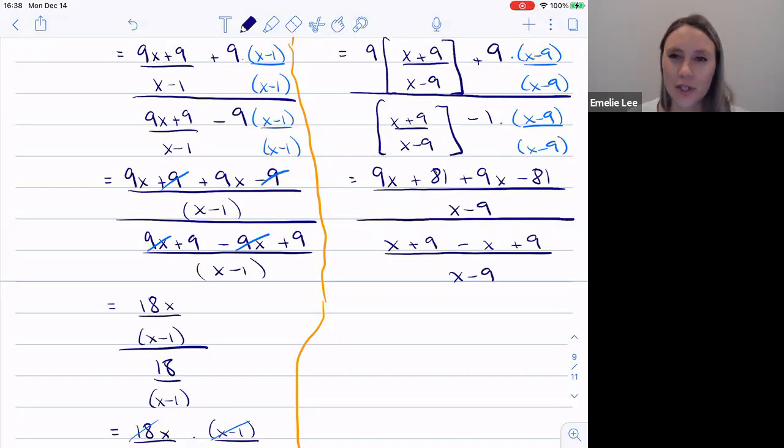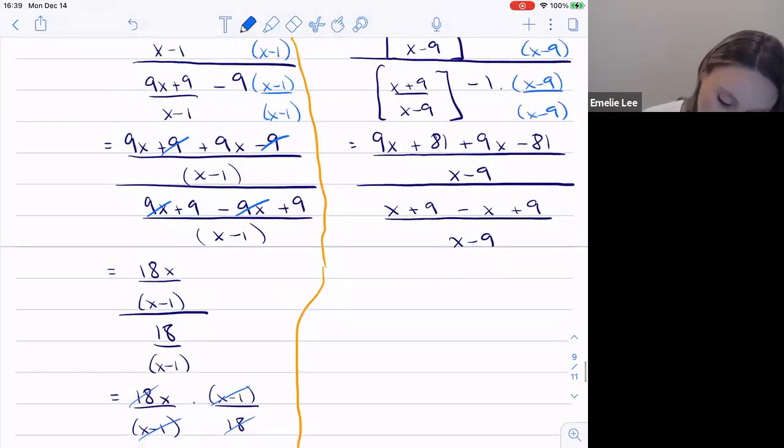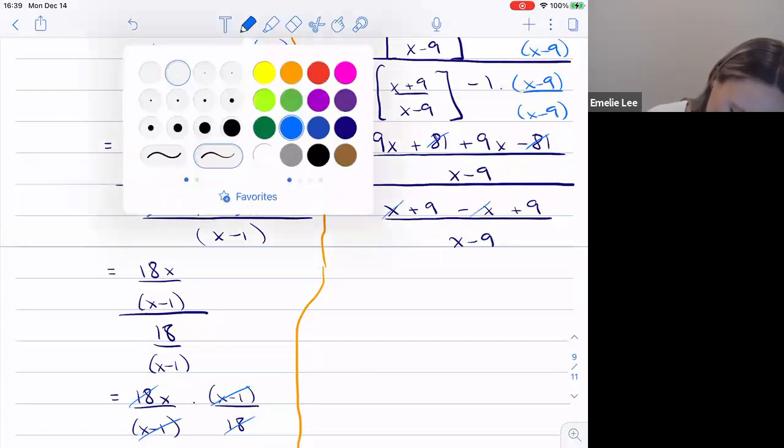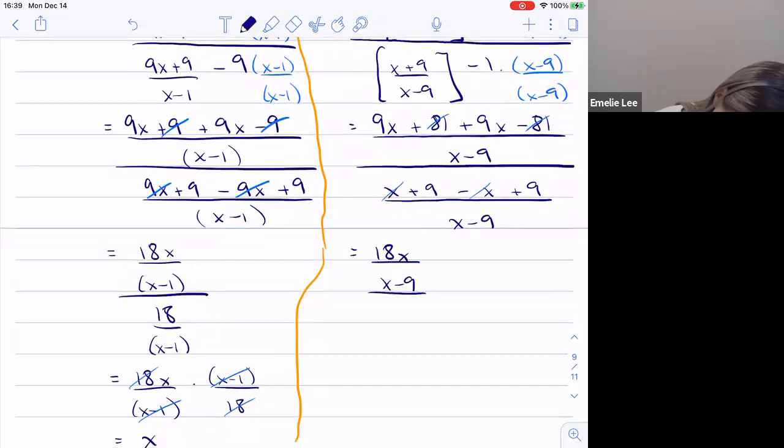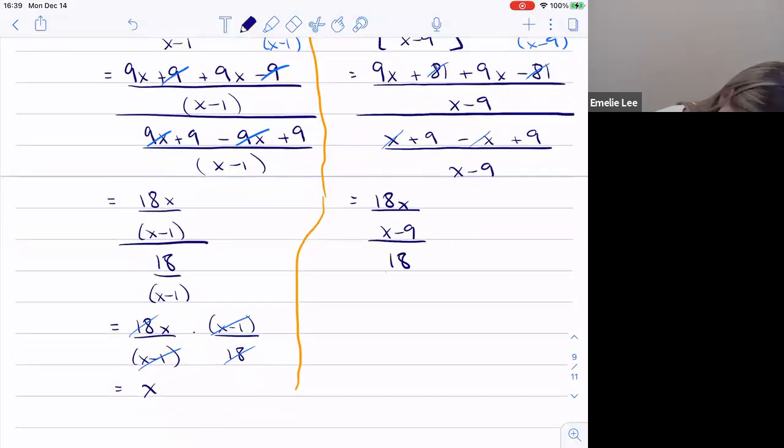Again, things are going to start to cancel out. Notice that they have very similar behaviors at each step. So if you do a lot of these, then you'll be really good. 81 minus 81 cancels out. And then I have x minus x, fine. So now 9x plus 9x puts me at 18x over x minus 9 divided by 18 over x minus 9. Fraction over fraction again.